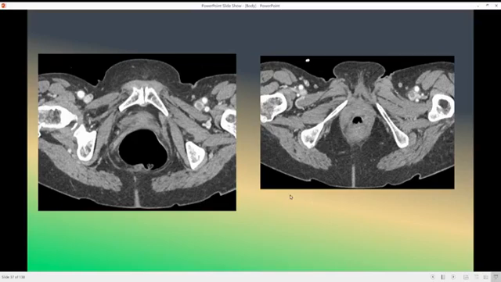The patient has some problem in the veins. What do you think the patient has? Look at the femoral veins. What do you think the patient has?